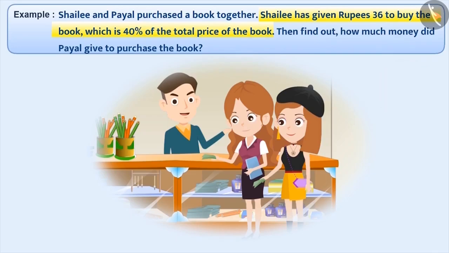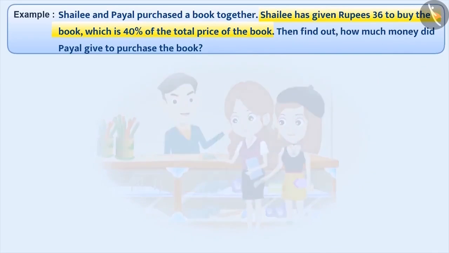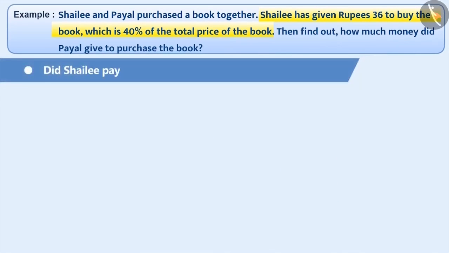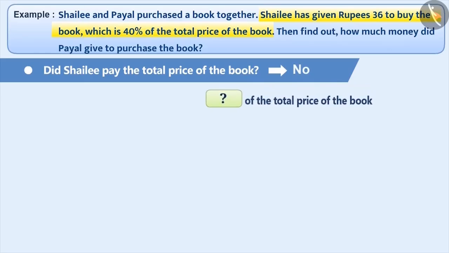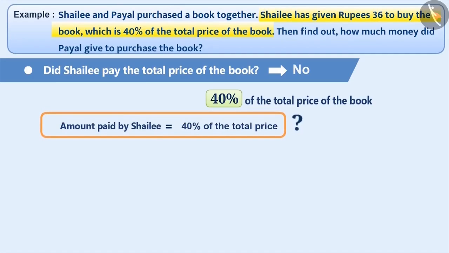Let me tell you. Let's understand it with some questions. Did Shelley pay the total price of the book? No. Out of the total price, how much part did she pay? 40%. Can we say the amount paid by Shelley is equal to 40% of the total amount? Yes. But Shelley has given 36 rupees.